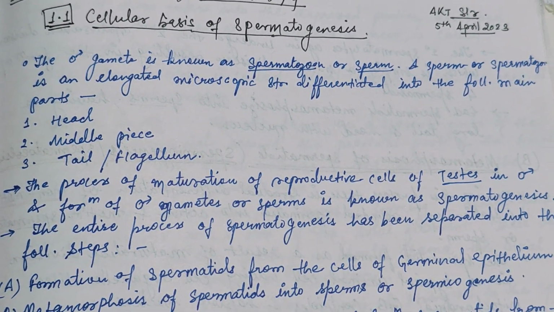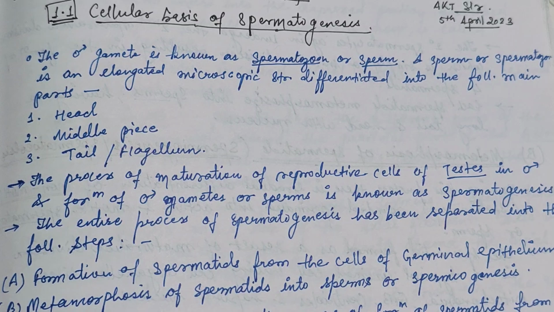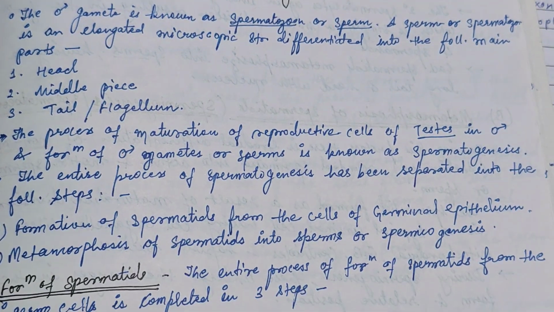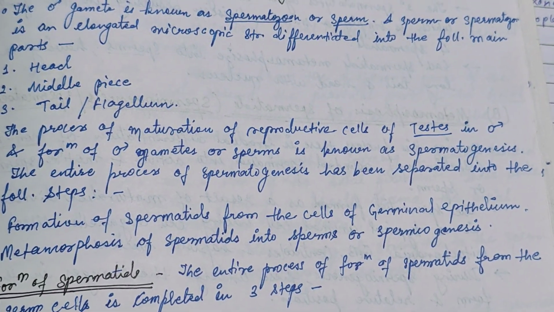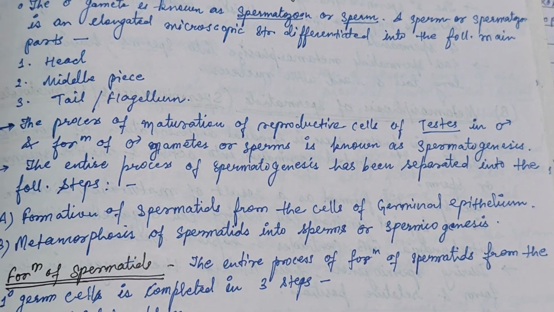Through this video, we'll discuss the cellular basis of spermatogenesis, which is a part of gamete biology in SASI 11 Unit 1 in the semester 3 syllabus.